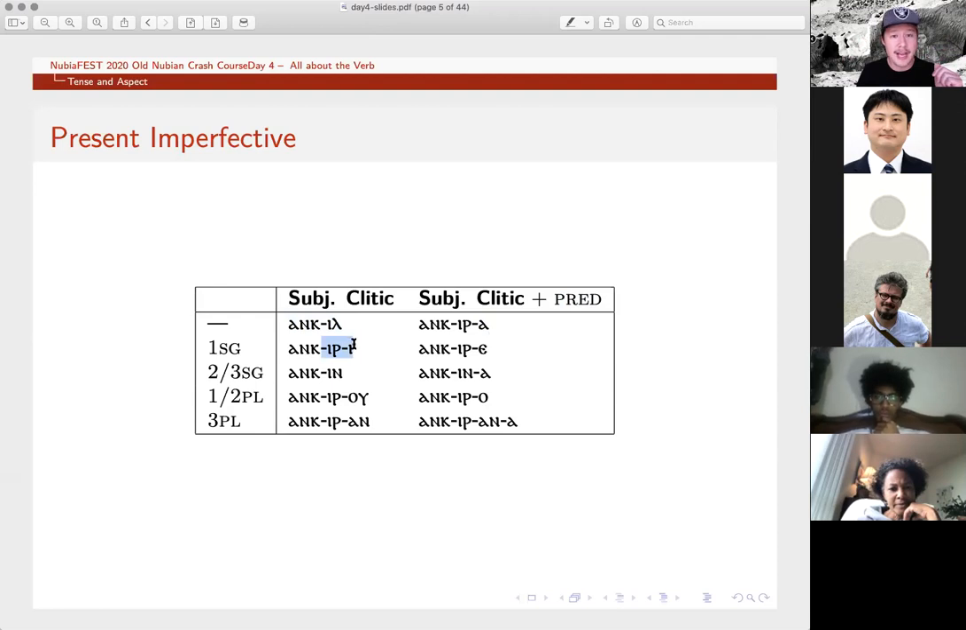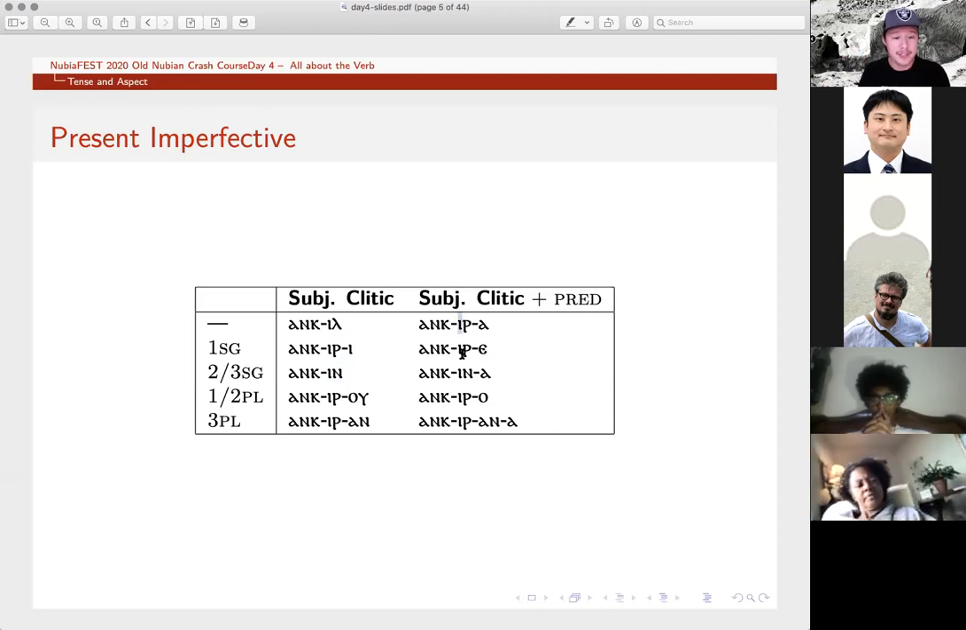And then as soon as we start adding these person clitics, these subject clitics, we see the L changes to R. This is a very common thing. Intervocalic L becomes R. Once you then add an alpha, then these vowels start merging. So E plus A usually becomes A. Here we see when you add the N, it assimilates completely to the tense marker and so on. So there are all these funky little things happening on the edges between the morphemes. So this is your present imperfective.